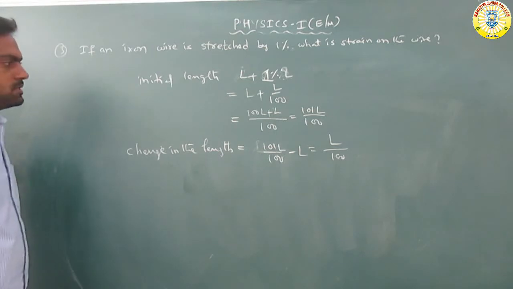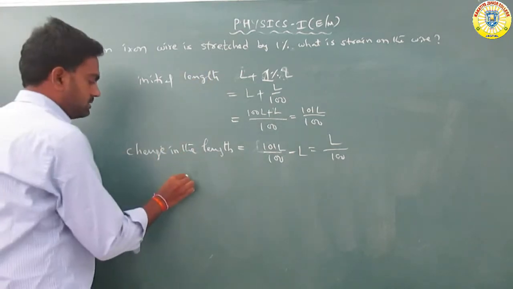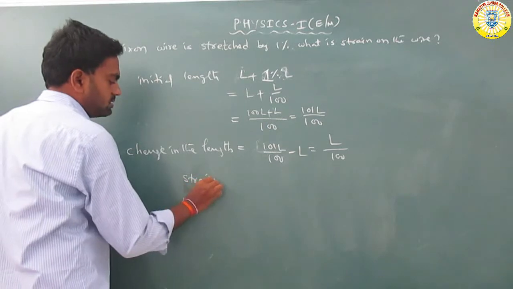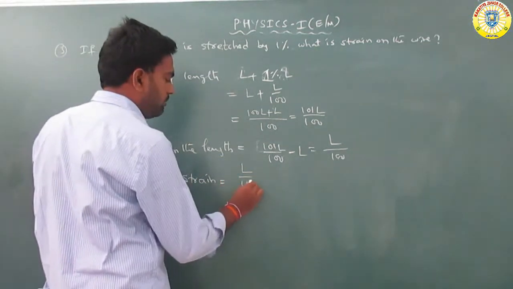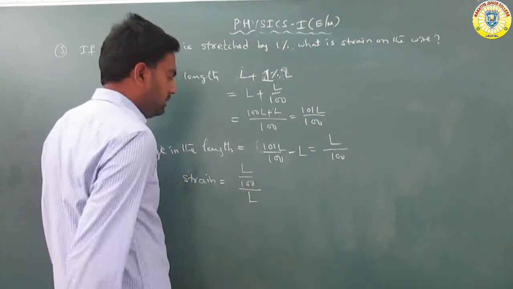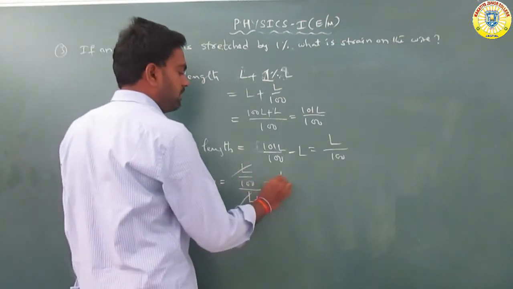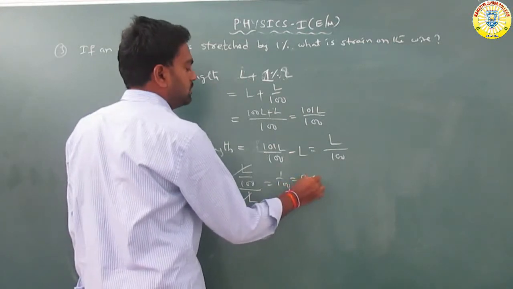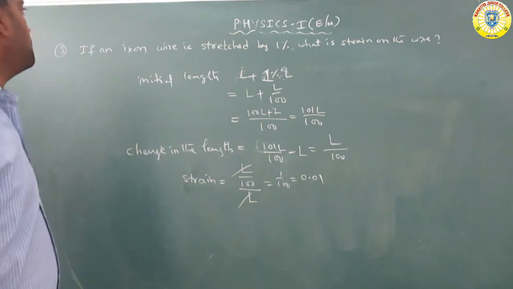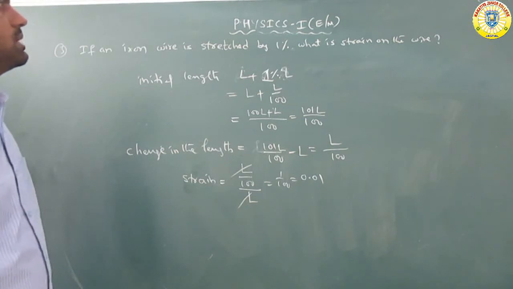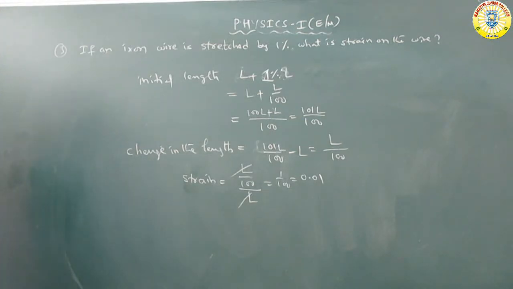Now, what is the strain? Strain is equal to the change in the length divided by the original length. The change in the length is L by 100, and the original length is L. So L cancels, and 1 by 100 is equal to 0.01, the strain produced. This is a very important problem: if an iron wire is stretched by 1%, the strain produced on the wire is 0.01. There are no units.